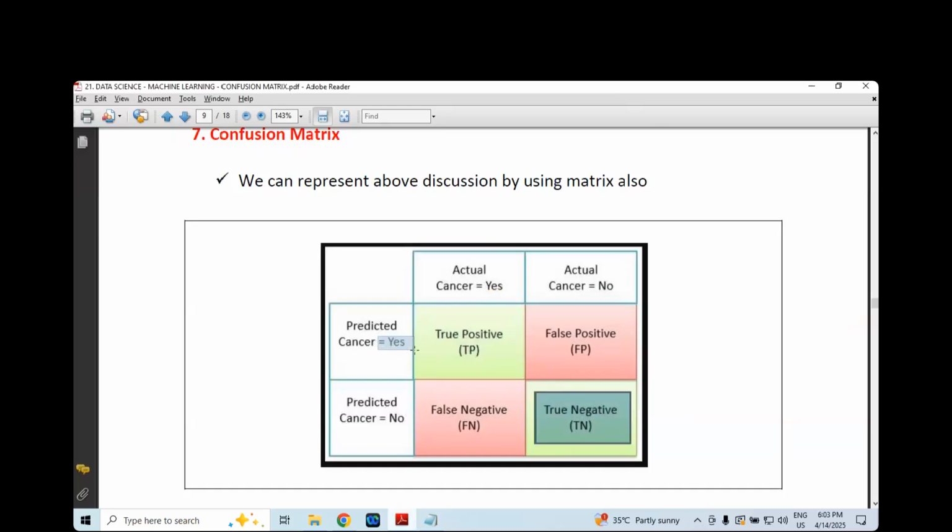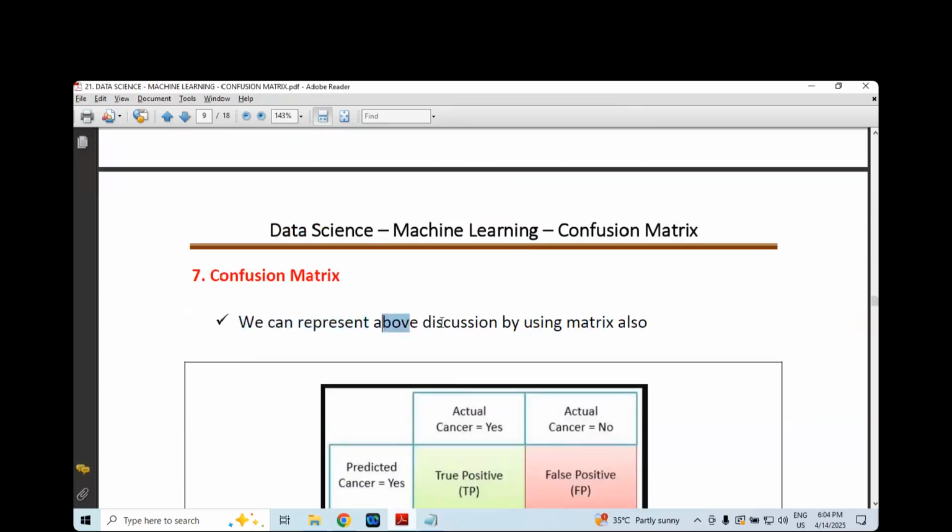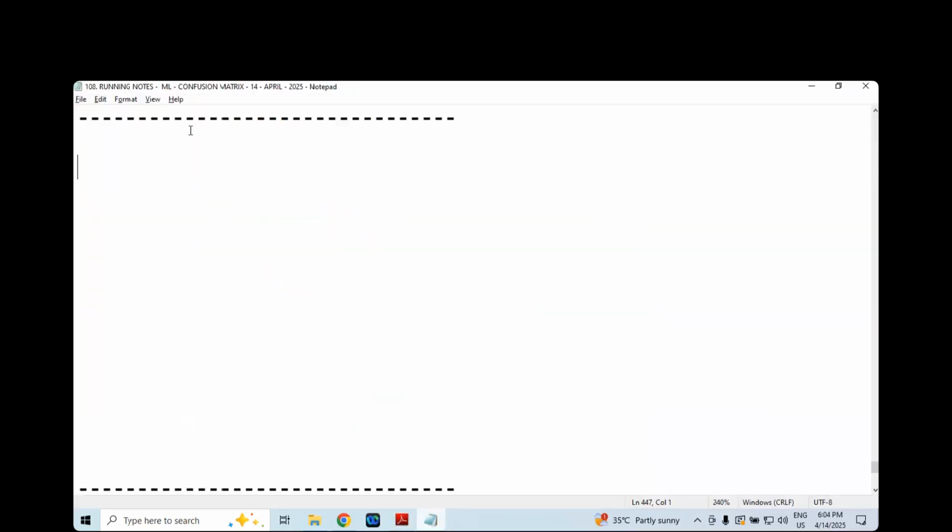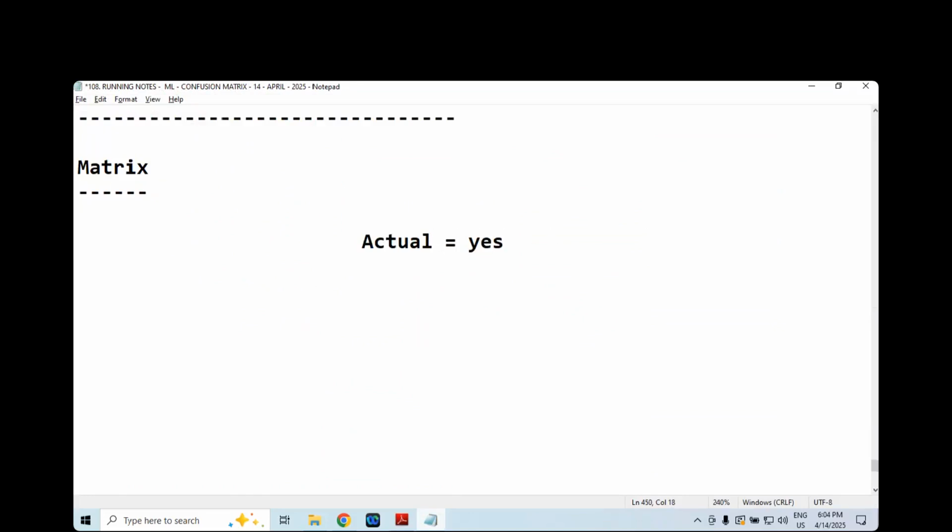Now move to the next one. Prediction will be yes, actual will be no. Any idea? False positive, which is represented with FP. And prediction no, actual yes, which is called a false negative. What is the topic name? Yeah, make a note on this. We can represent the above discussion by using a matrix also. This one is a really good one. Matrix. The first one actual equals yes, actual equals no. Prediction.